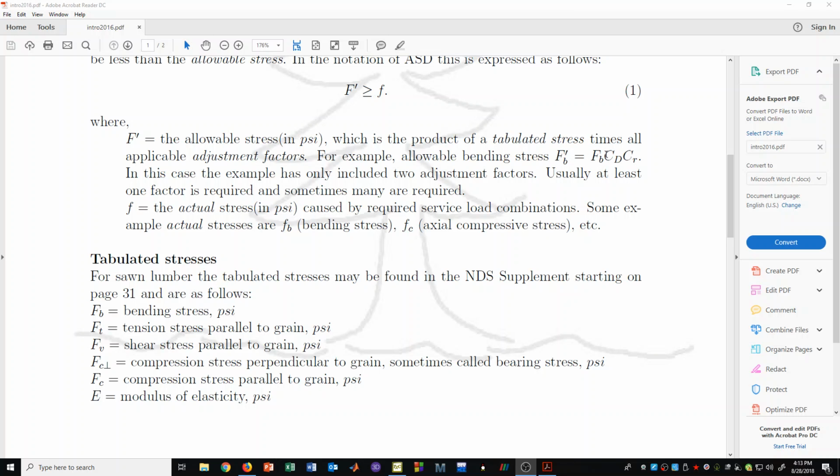We'll get a table value, and notice it does not have a prime on it yet. When it comes from the table, it has no prime. It's also going to be adjusted by some adjustment factors, and we're going to learn about those. In this example that you see right here, the bending stress is multiplied times this duration factor, C_D, and a repetitive use factor, C_R. We'll learn more about that later, but for now, it's sufficient to simply understand that our allowable stresses will come from the multiplication of the table value times some adjustment factors.